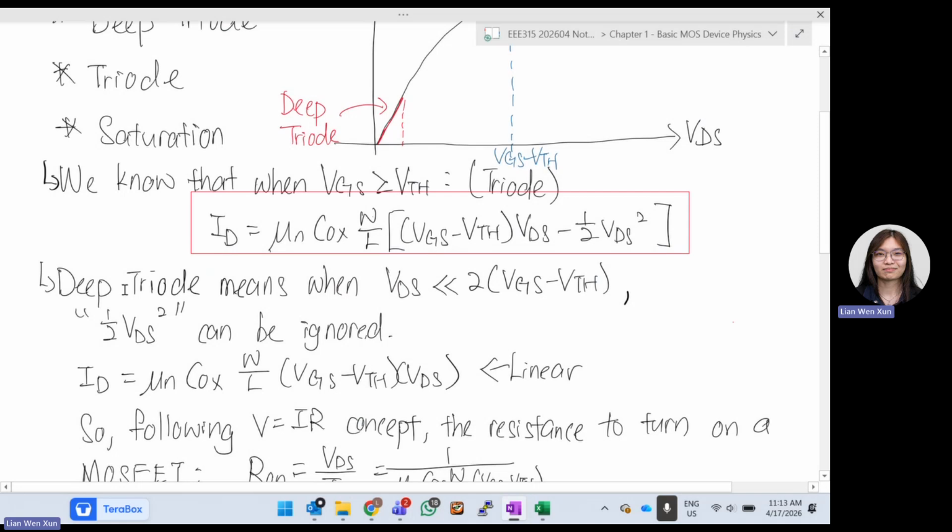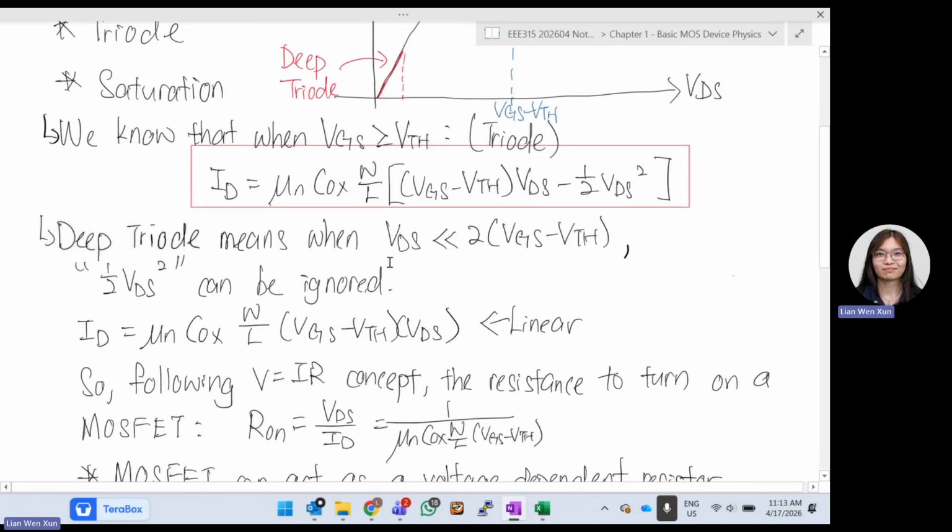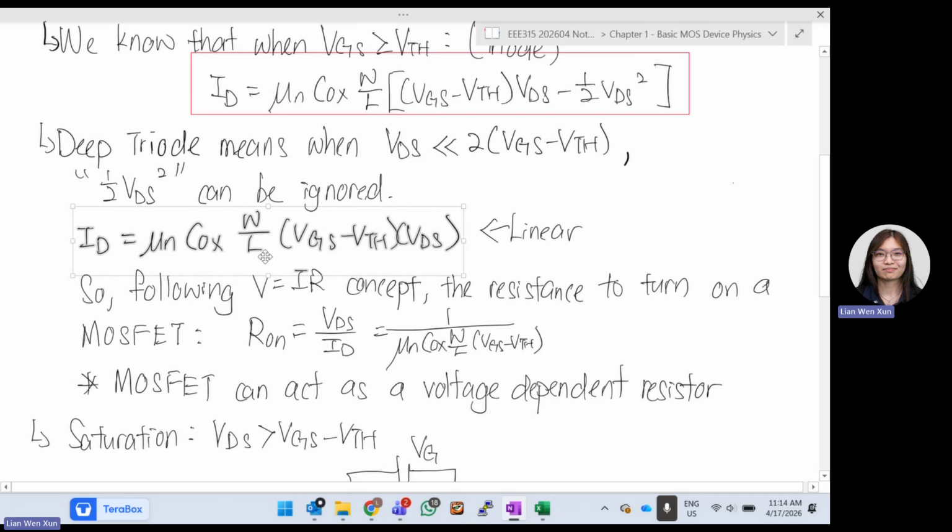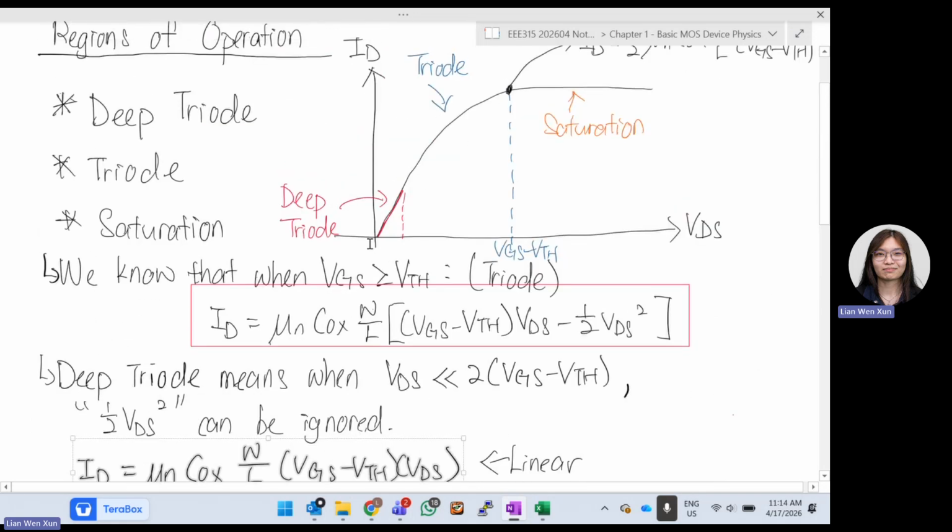We call that the triode region. The deep triode region is when VDS is very, very much lower than 2 times (VGS minus VTH), so the current will be pushed much slower. In that case, we can basically ignore the half VDS squared term because VDS is so small. So this will be our deep triode region equation: ID equals mu_n C_ox W over L, (VGS minus VTH) times VDS. This is our linear region, because we are observing only this straight line.